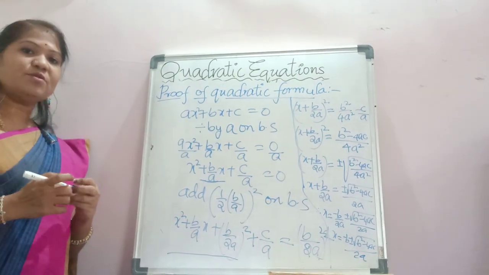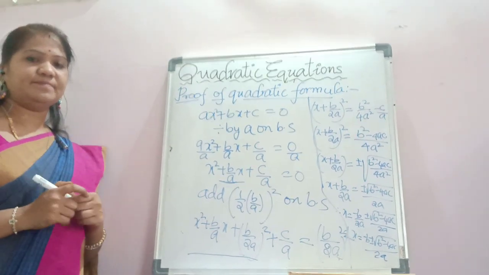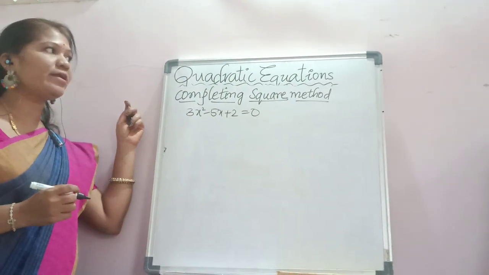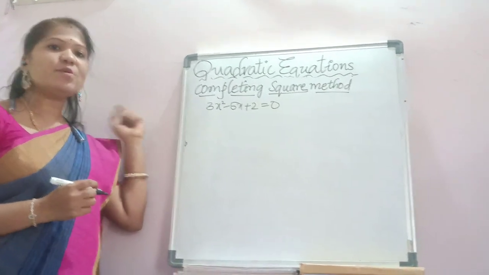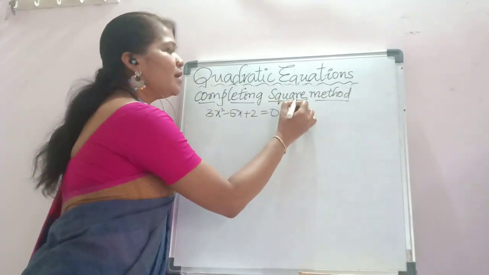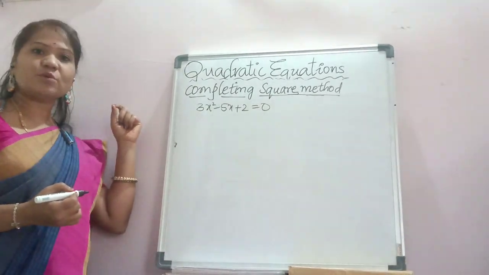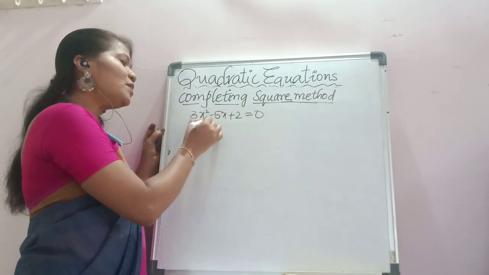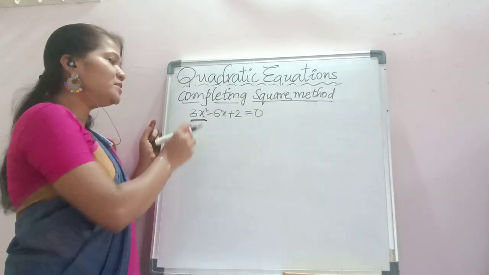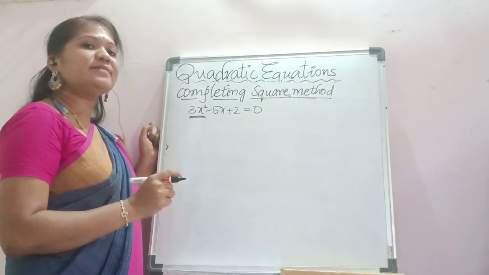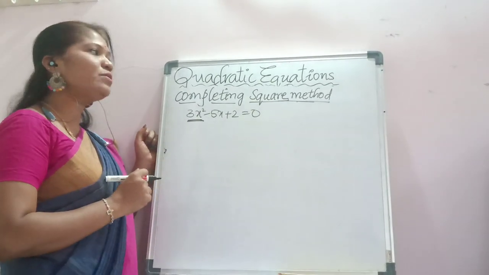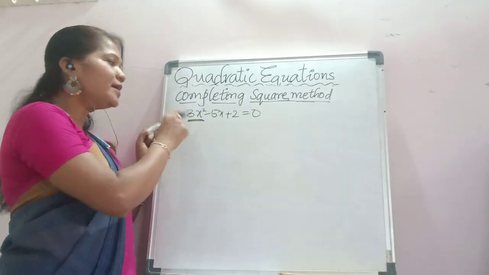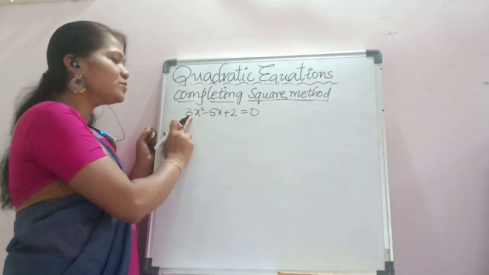Now, let us go for the next method. Till now we have learned how to solve the quadratic equation using the factorization method and the quadratic formula method. So what is the square method? The completing square method, right? When the given quadratic equation's first term is not in whole square form, not a perfect square, how do we find the roots of that equation? If you think it over, you can solve it by the factorization method also. In those cases, by using the completing square method, right?